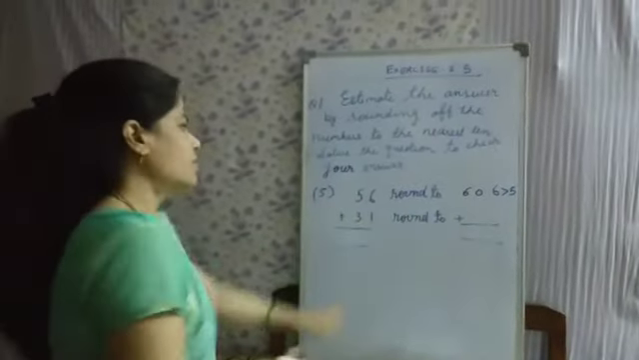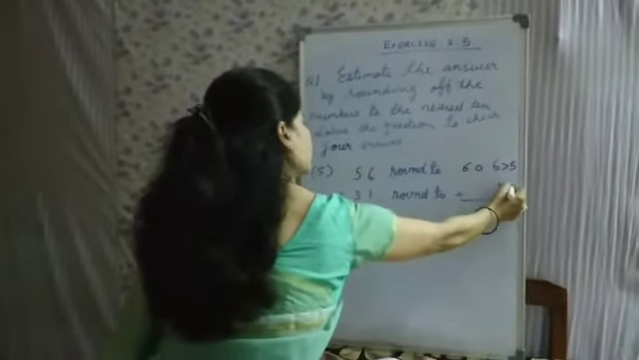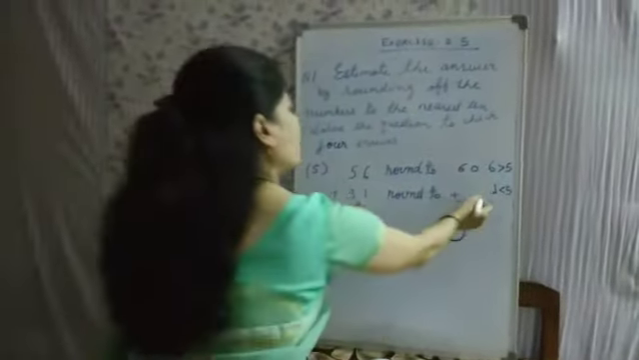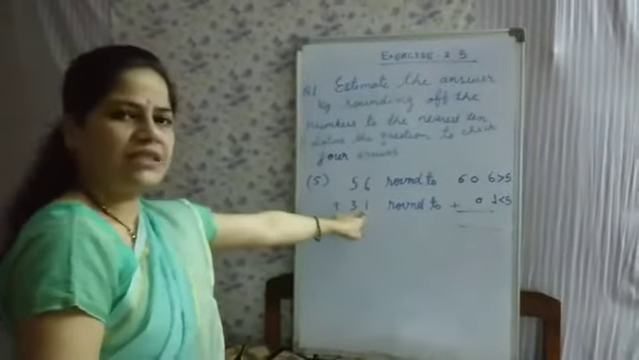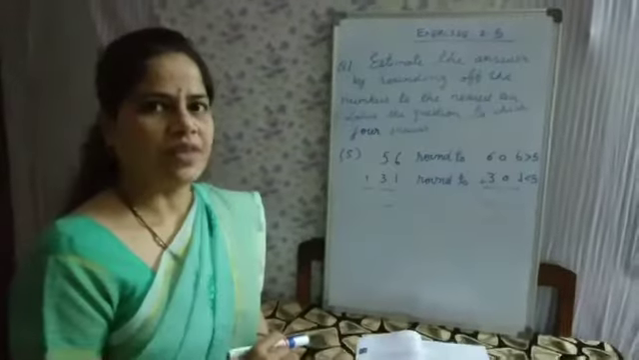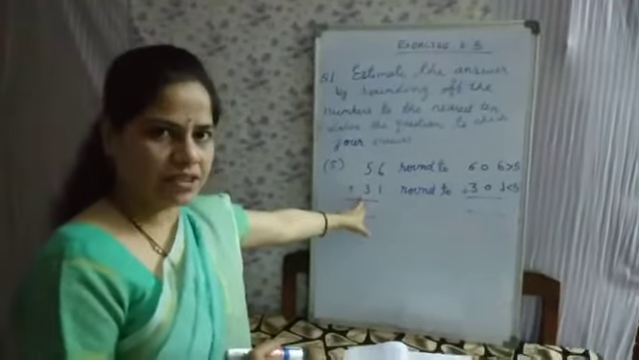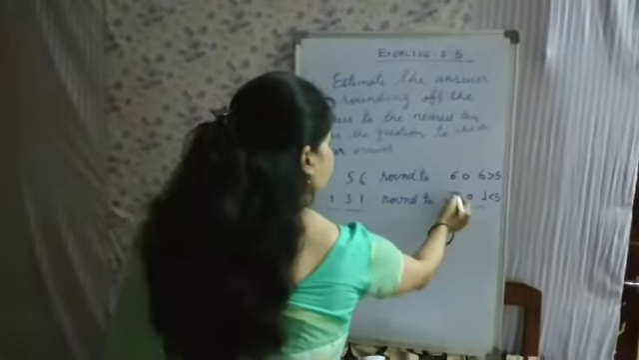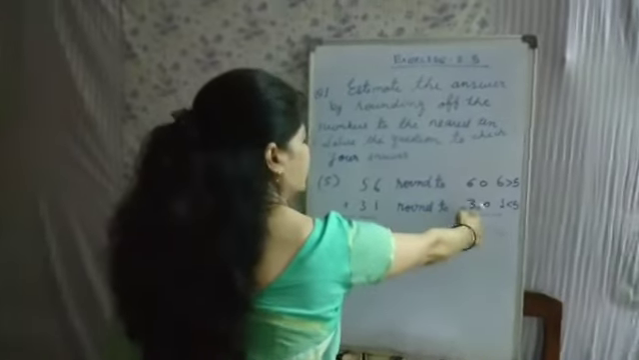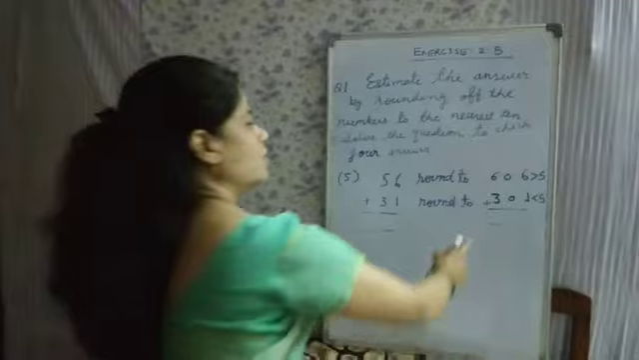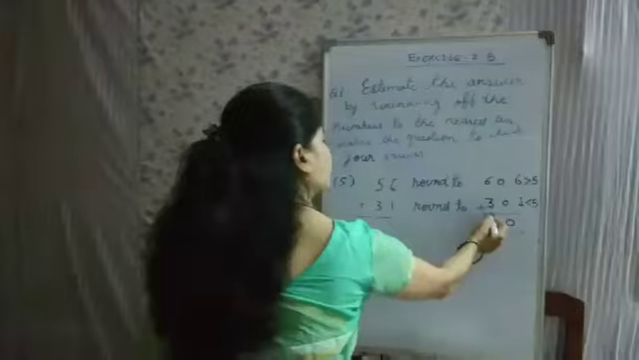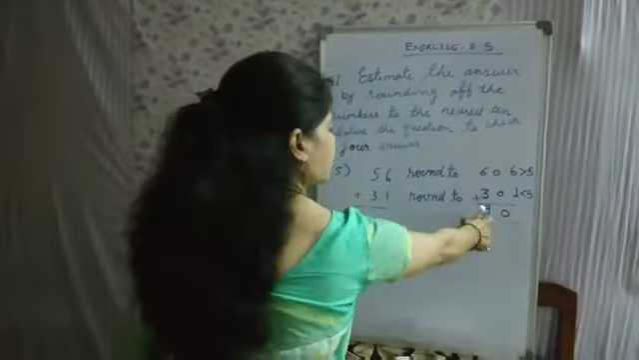Now next is 31. Here on ones place the digit is 1. So here 1 is less than 5. So put 0 at the place of 1. And since here 1 is less than 5, there will be no change on tens place digit here. So here tens place digit is 3. So write 3 as it is. And now you have to add 60 and 30. First you have to add 0 and 0. 0 plus 0 will be 0 and 6 plus 3 will be 9. So the estimated sum is 90.